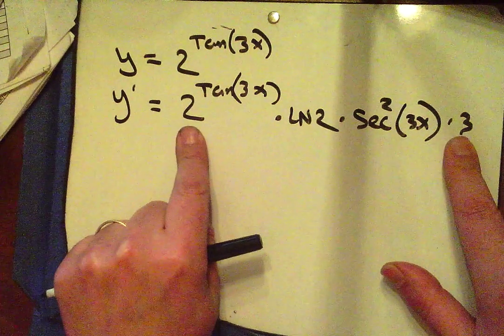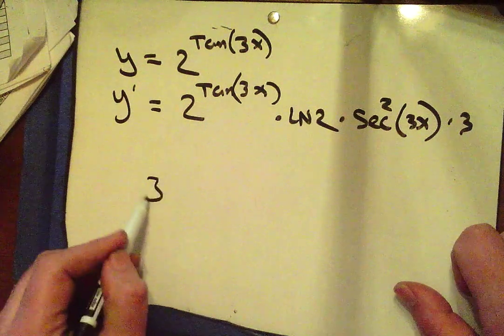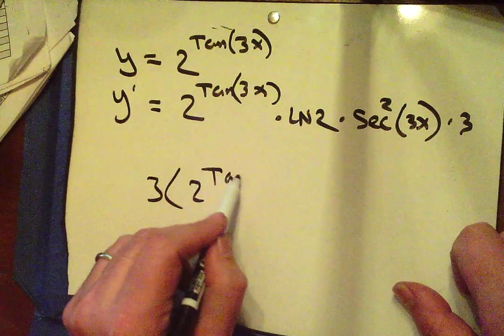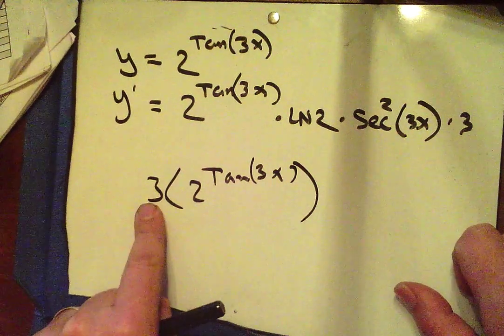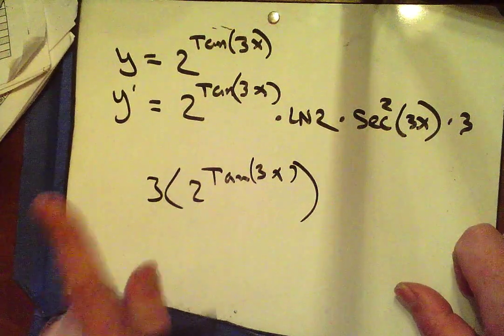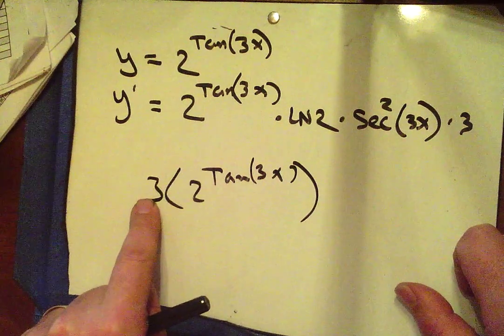Please don't turn this into 6 raised to the tangent 3x. We've got 3 times 2 to the tangent 3x. This is our exponential base. It doesn't play with that. Why? Because PEMDAS, exponents before multiplying.